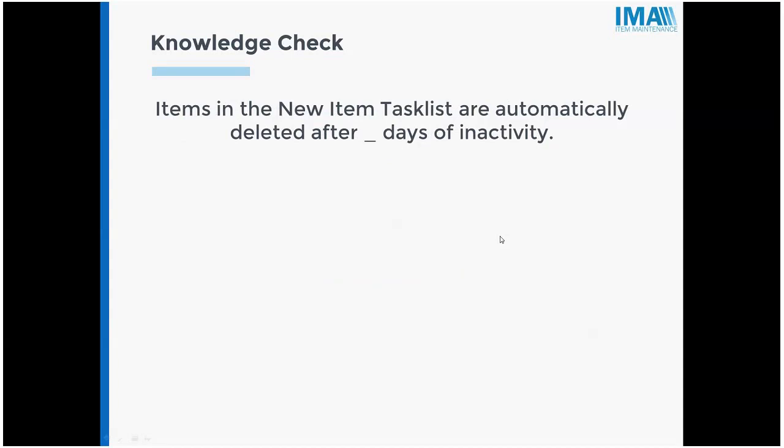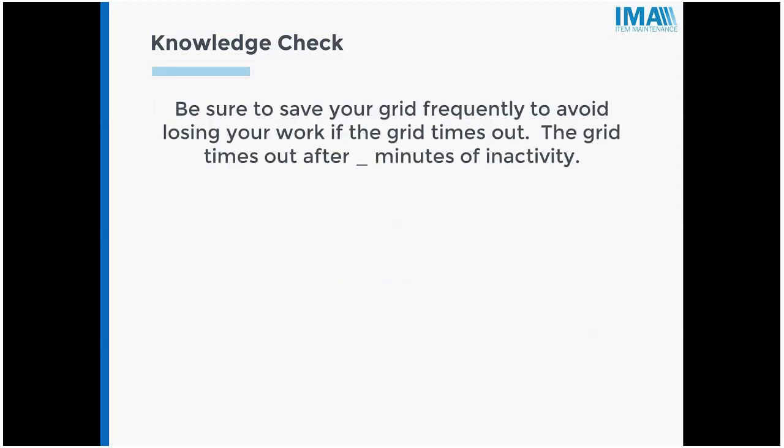Oops. I gave away that answer. But items in the new item task list are automatically deleted after how many days of inactivity? 60 days. And final question. Be sure to save your grid frequently to avoid losing your work if the grid times out. The grid times out after how many minutes of inactivity? 30 minutes. So again, make sure that you are saving your grid frequently.